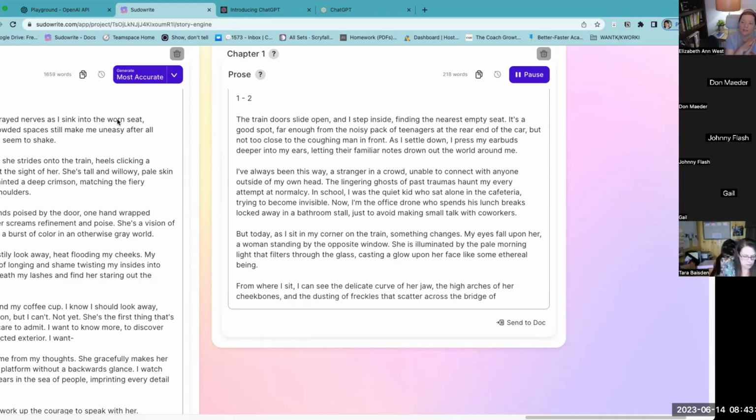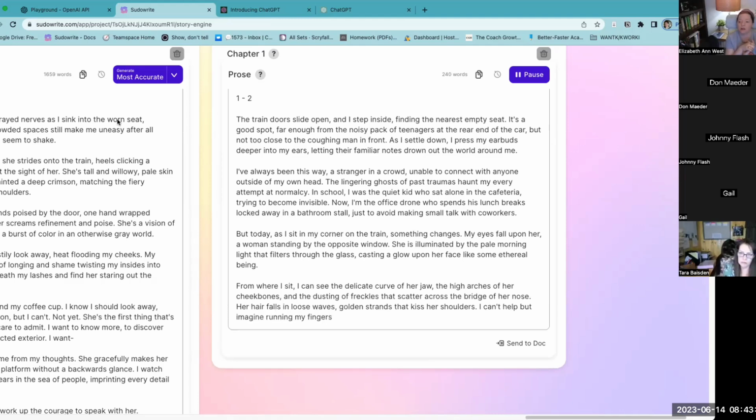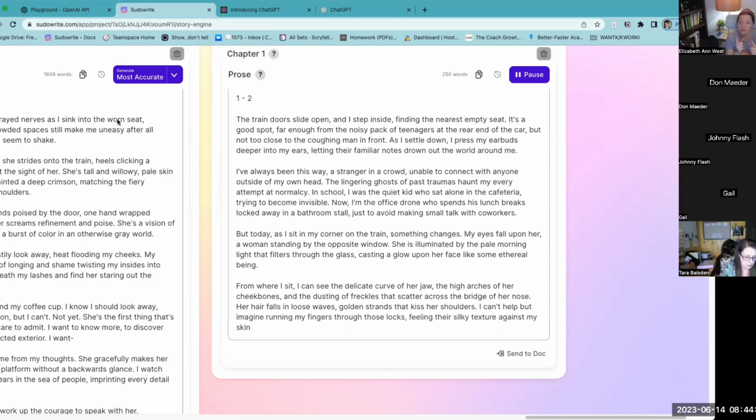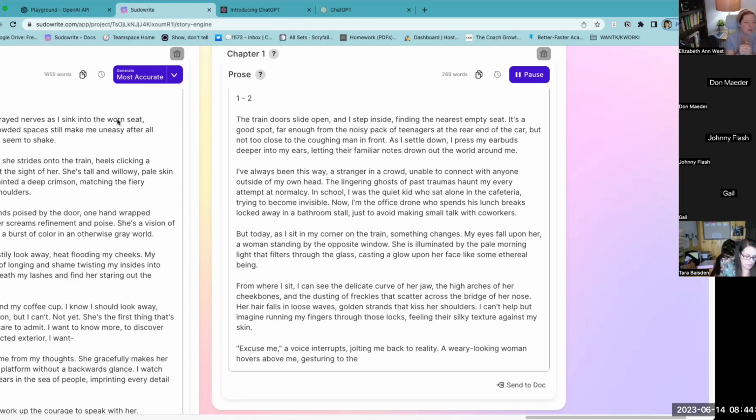Be careful of your colons in Sudowrite, because Sudowrite uses colons in Story Engine to denote like somebody's a new character or something like that. You want to limit your use of colons only to where they're required.